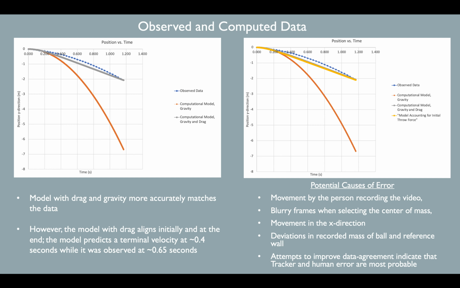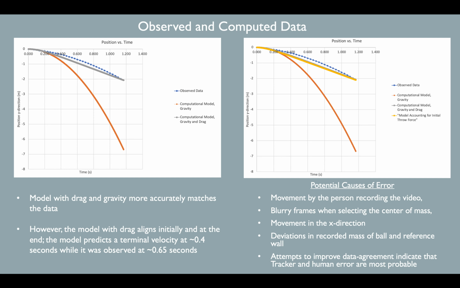In an attempt to improve data agreement, I created a third computational model in this scenario that I slightly threw the ball rather than dropping it and calculated an initial velocity using the first two data points from tracker. On the right, this model is shown with the yellow line, and that mostly aligns with the gray computational drag gravity model.